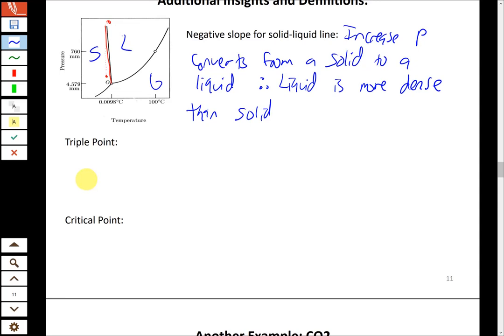Now there's another point in this diagram which we haven't labeled yet, but it's right here where all 3 of the lines intersect, and I'll call that point X. So that's called the triple point of this diagram. And this is going to be the point at which all 3 phases can coexist. So solid, liquid, and gas are all present at that triple point.